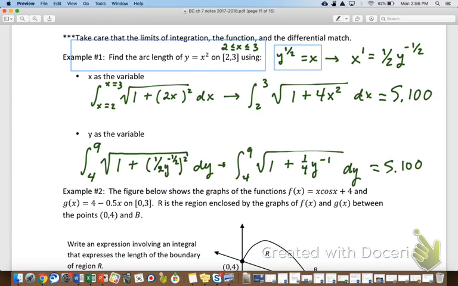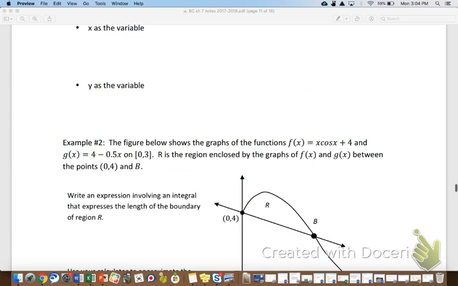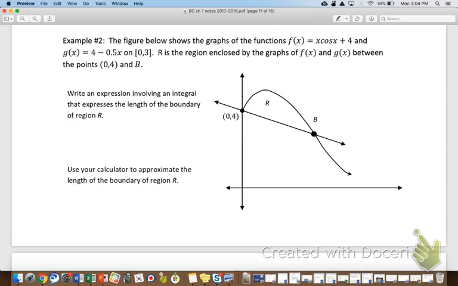You can do the same. So this one says you got this figure below, region R, and it's bounded by the trig graph and the line on the interval from, and again, I want to clarify that this 0 to 3 is in terms of x, so 0 is less than or equal to x, which is less than or equal to 3. So the first part says, write an expression involving an integral that expresses the length of the boundary of region R.